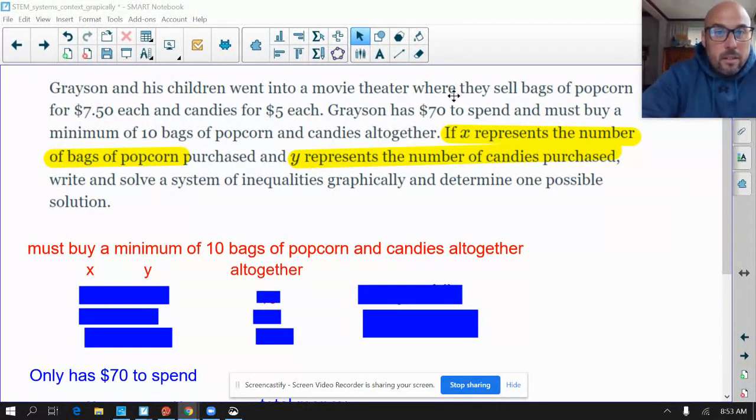For instance, Grayson only has $70 to spend. Well, he doesn't have to. If Grayson's going to the movie theaters, he doesn't have to spend exactly $70. That's not really realistic. He literally has $70 to spend in the movies, so he'd be very happy spending only $5 at the movies. He just can't spend $71. He can't spend $72. He can't spend anything more than $70. So that is your inequality.